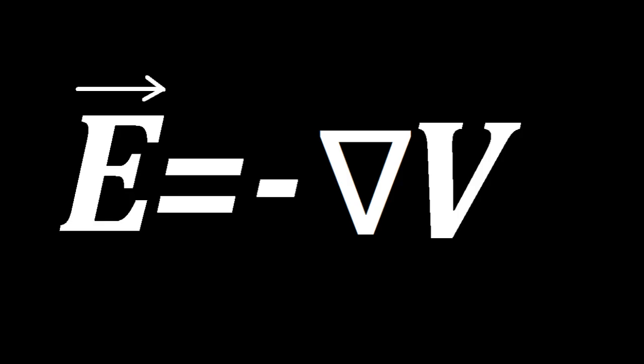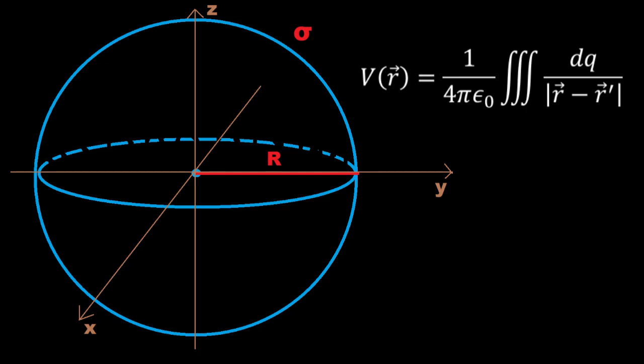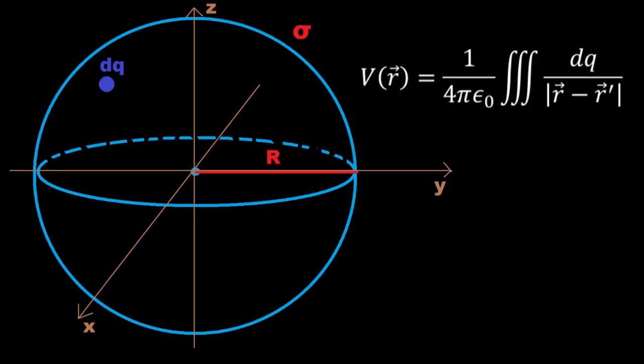find the field. The formula for the electric potential is 1 over 4 pi epsilon naught times the triple integral over dq over the norm of the difference of vectors r and r prime. Here dq represents an infinitesimal charge at some point on the sphere.